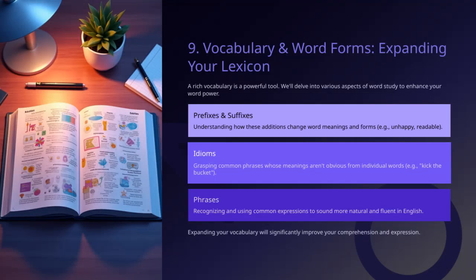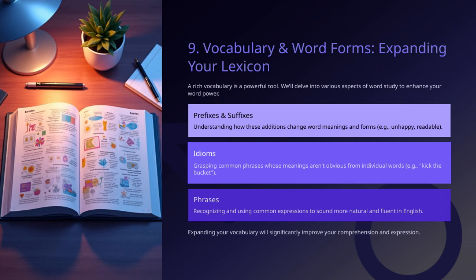Expanding your vocabulary is a crucial step in improving both your comprehension and your ability to express yourself clearly. When you know more words and phrases, it becomes easier to understand what you read and hear, and also to convey your ideas more effectively. Recognizing and using common expressions can help you sound more natural and fluent in English, making your conversations flow more smoothly. Let's talk about some key points.